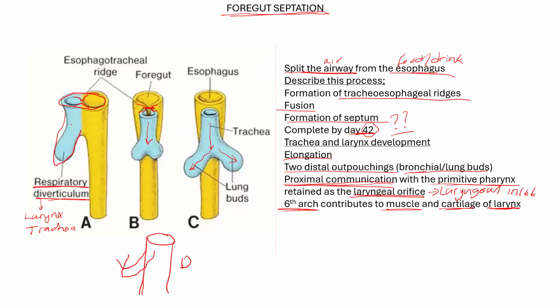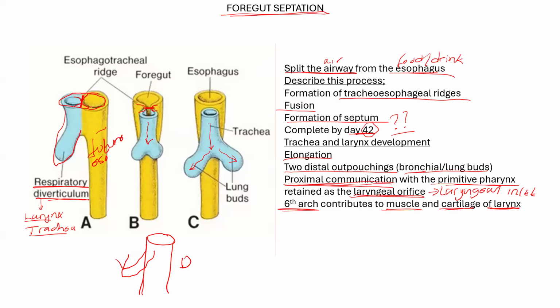But for me to separate this outpouching from the foregut, or rather what will form the future esophagus, this will be the future esophagus. So for me to separate this respiratory diverticulum, which will give rise to the larynx and the trachea, I need to form a wall, a septum between the two. And for that septum to form, I start with the tracheoesophageal ridges or the esophagotracheal ridges.